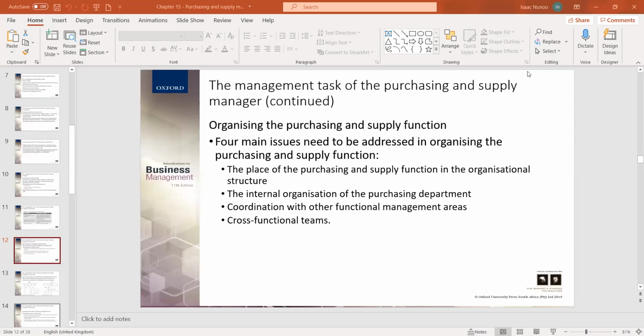And we can also talk about the cross-functional teams. So the cross-functional teams here basically means organizing the purchasing and supply function according to the supply chain management approach. So whether in a small business, entrepreneur or anything, these are the four functional duties in terms of organizing.